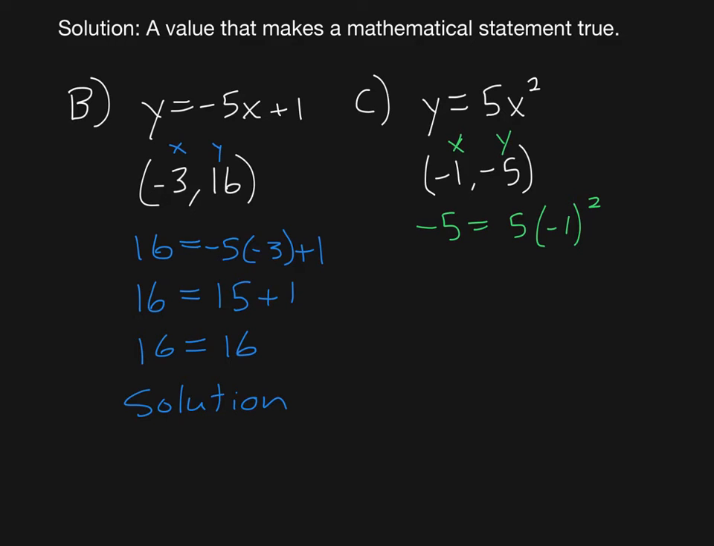Now, remember, order of operations tells us we have to do the exponent before multiplication. So we have 5. Now, negative 1 squared, negative 1 times negative 1 is positive 1. And then we have 5 times 1, which equals 5. So in this case, because this value, (-1, -5), makes this into a false equation, an equation that's not true, (-1, -5) is not a solution.